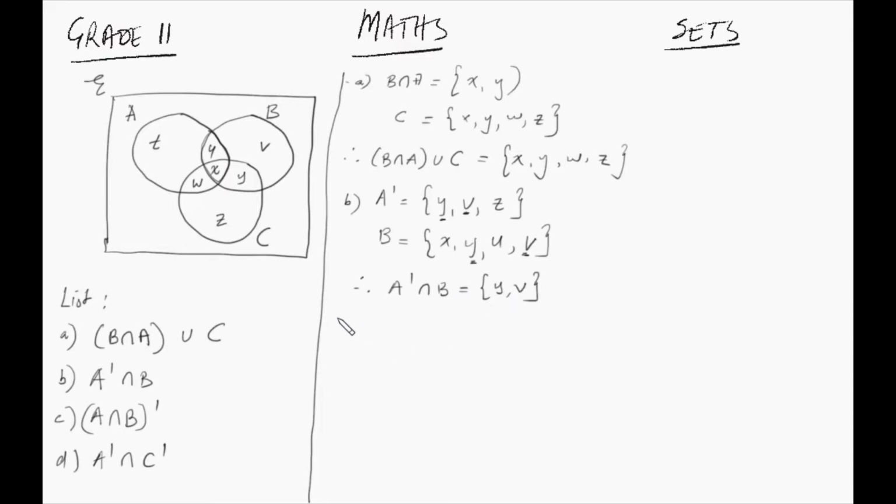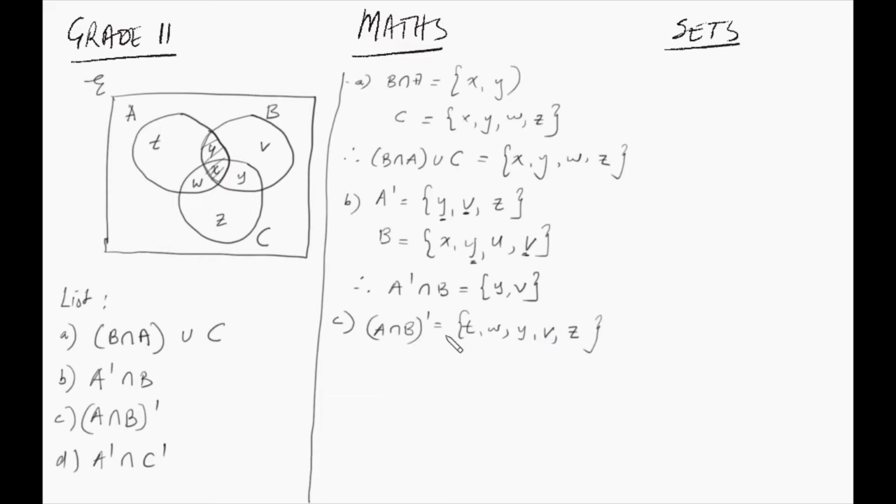All right. Now c, A intersect B all complement. A intersect B is here. All complement means outside this region. So we can talk of T, W, Y, V, Z. Okay? This is it.